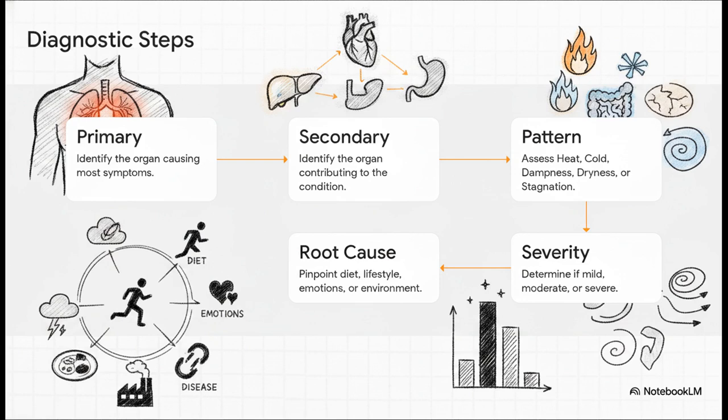Step 3, define the pattern. Are we looking at heat, cold, dampness, dryness, or stagnation? Step 4, assess the severity. Is it mild, moderate, or severe? And step 5, pinpoint the root cause. Is it their diet, lifestyle, unresolved emotions, environmental exposure, or chronic disease? Stick to this framework, and you literally will not miss a piece of the puzzle.